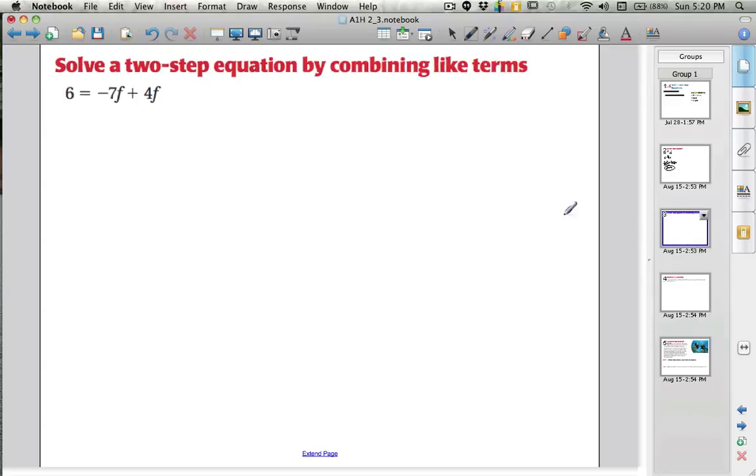If we look at another example like that, when I have like terms, like terms are terms that contain the variable to the same power. So I can combine these two items together. I have negative 7f plus 4f. That's going to become negative 3f. And then if I divide both sides of the equation by negative 3, 6 divided by negative 3 is negative 2. And that will be equal to f. Excuse me, I started to write t.